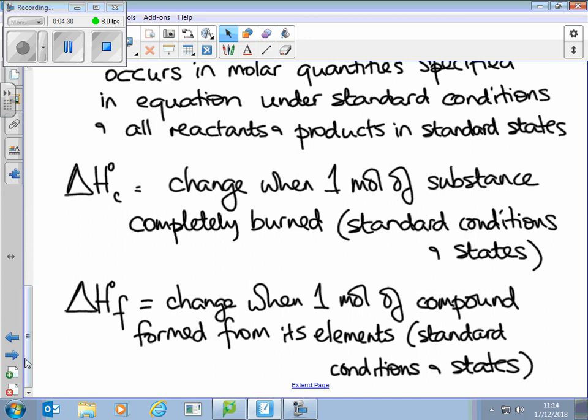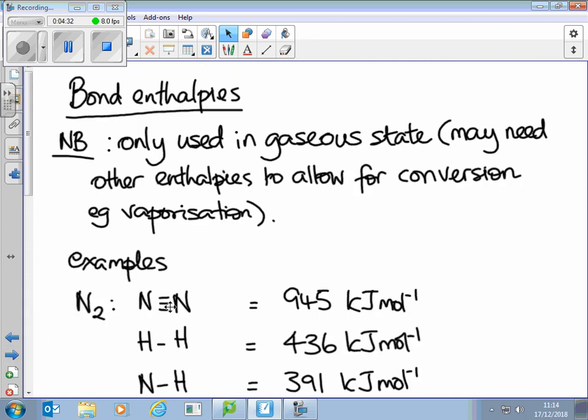Formation down here, we'll leave that because we don't worry about that one. So the standard enthalpy change of combustion, which is the one you've been asked to do in the assignment, says standard conditions and states. All right, standard states. So you will need to have an equation that has standard states in it, state symbols. However, bond enthalpies, note at the beginning, are only used in the gaseous state.